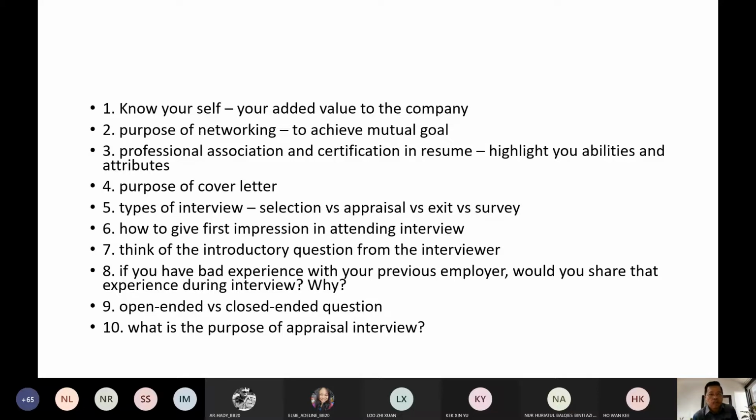Alright? And what is the purpose of an appraisal interview? If you notice in note number 5, I already mentioned to you, an appraisal interview is when people get the opportunity to be appointed to the next level, to the upper position. They are going to have an appraisal interview for the purpose of promotion.